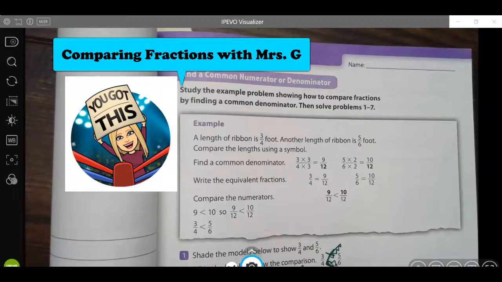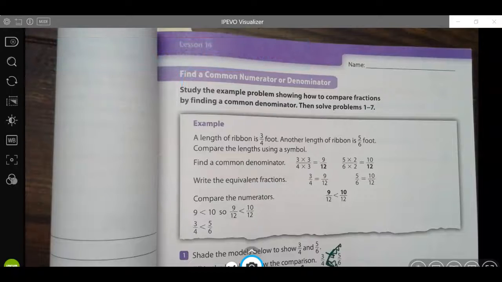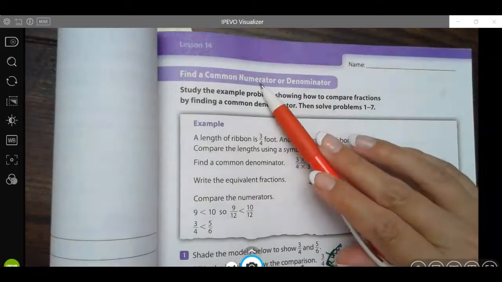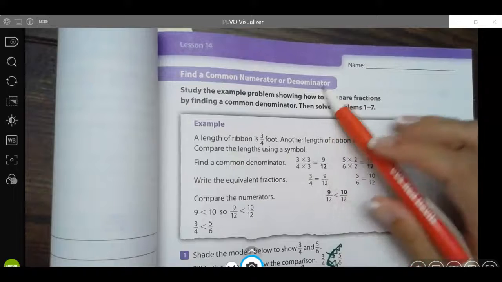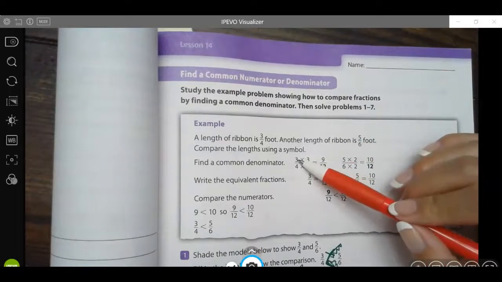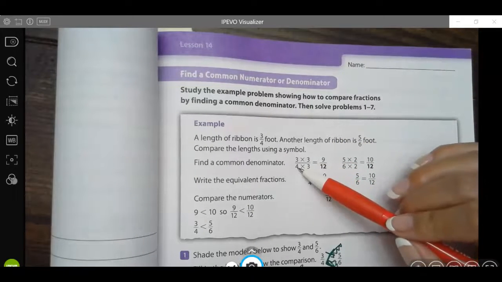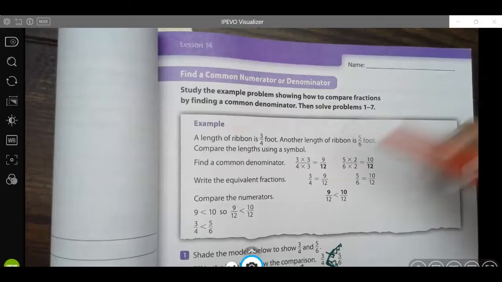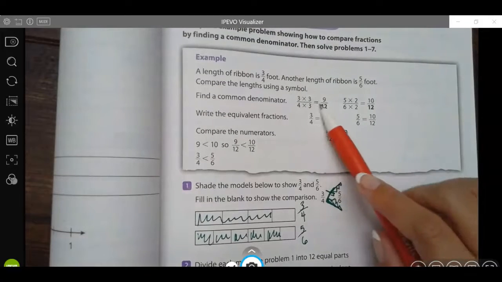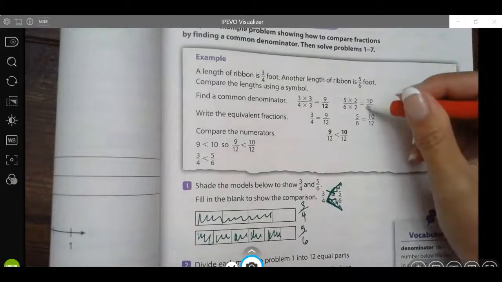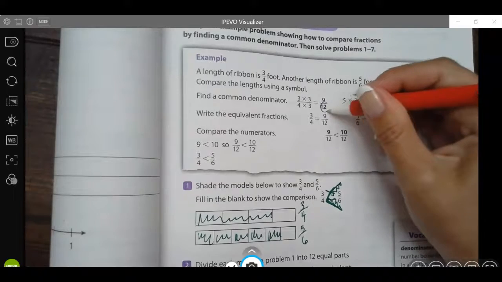Today we are going to do a review on comparing fractions. And when we're comparing fractions, we have to make sure sometimes that we know how to find a common numerator or common denominator. So remember, the number on the top is your numerator and the number on the bottom or down is your denominator. So in this problem here, they found a common denominator of 12.